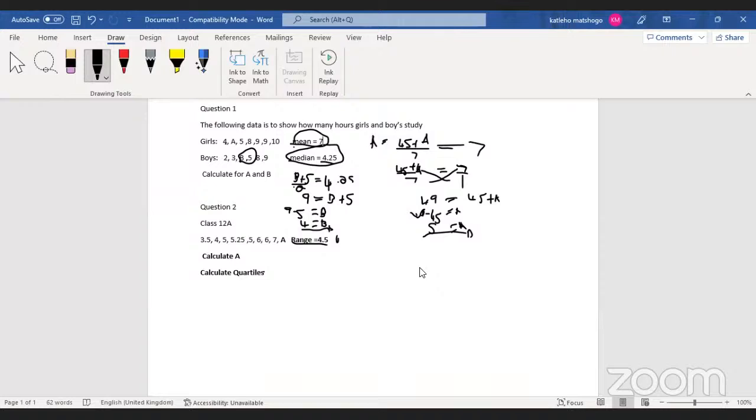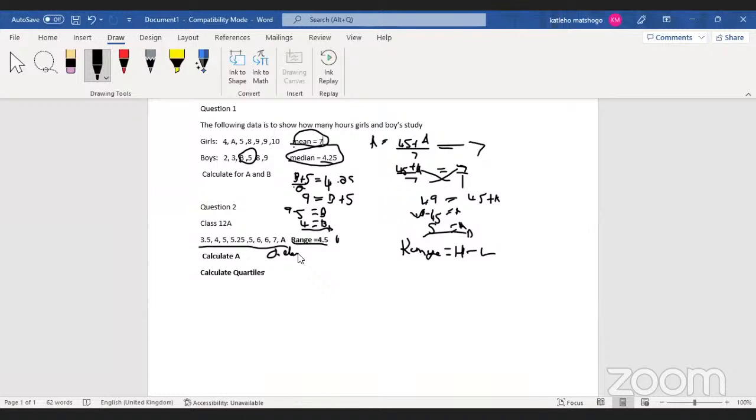So now in terms of range, I'm giving you a clue. Range is equal to highest minus lowest. So I'm giving you a clue here. And remember that this is already in order. Our data is already in order.